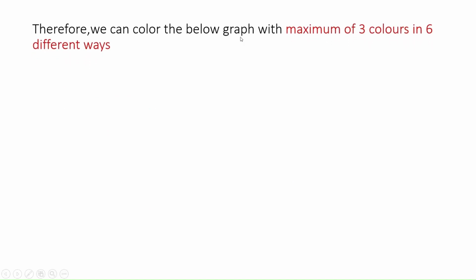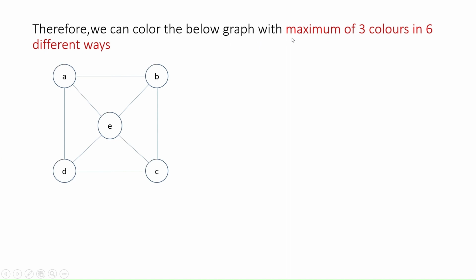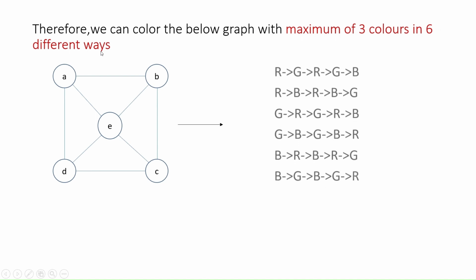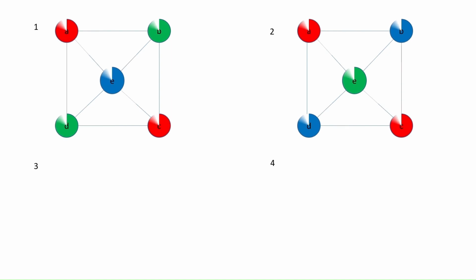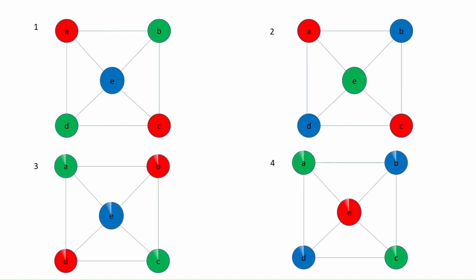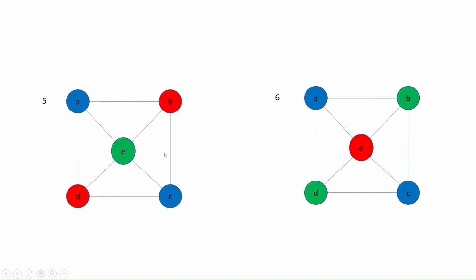Therefore we can color the below graph with a maximum of 3 colors in 6 different ways, and the 6 ways are, and the graphs we have colored by using the backtracking technique are, in these 6 different ways we can color the graph we have taken with a maximum of 3 colors by using the backtracking technique and state-based solution.